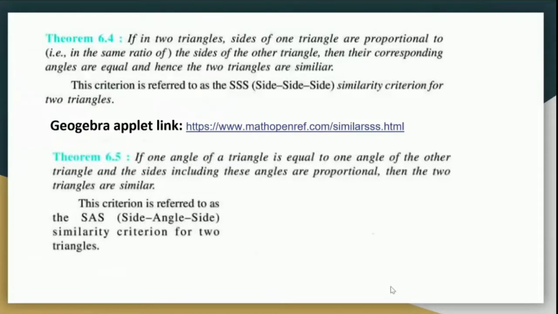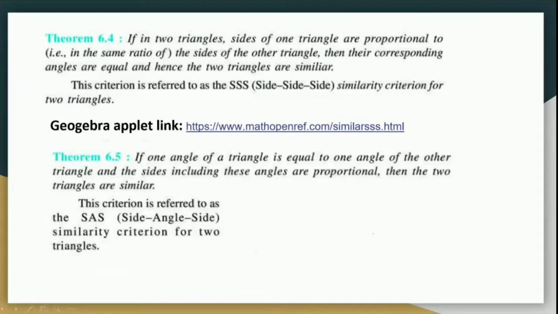If one angle of a triangle is equal to one angle of another triangle, and the sides including these angles are proportional, then the two triangles are similar. That means we don't even need three sides or three angles. If we have two sides proportional to the two sides of the other triangle and the included angle is the same, then also the triangles are going to be similar. Again, this is referred to as SAS.